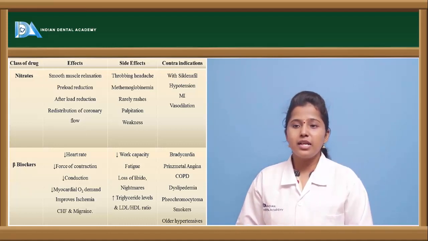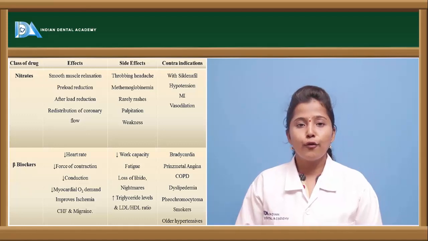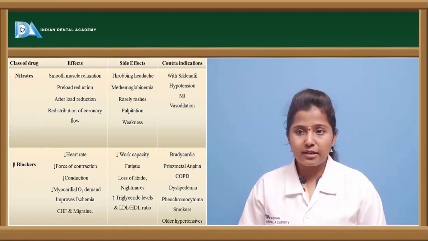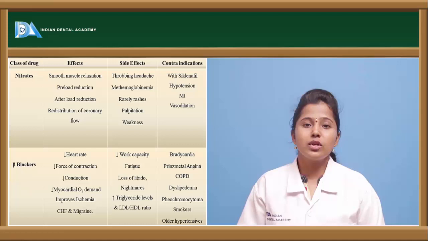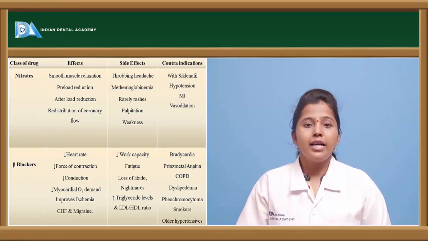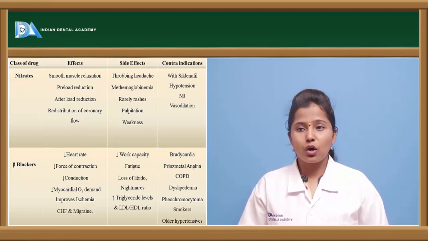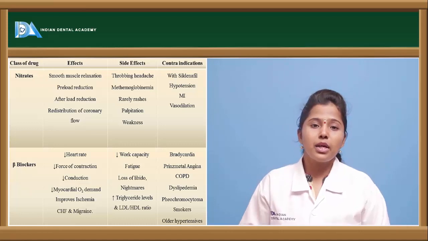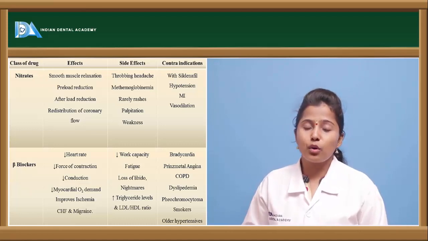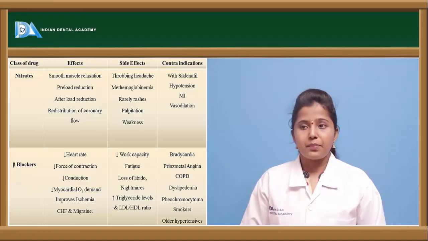And the other one is a redistribution of coronary flow. That is, if there are any plaques also, because of these nitrates, those aggregations or plaques will be dissolved, and when the plaques get dissolved, coronary flow will be properly distributed, or there will be proper flow in the coronary arteries. And the side effects.